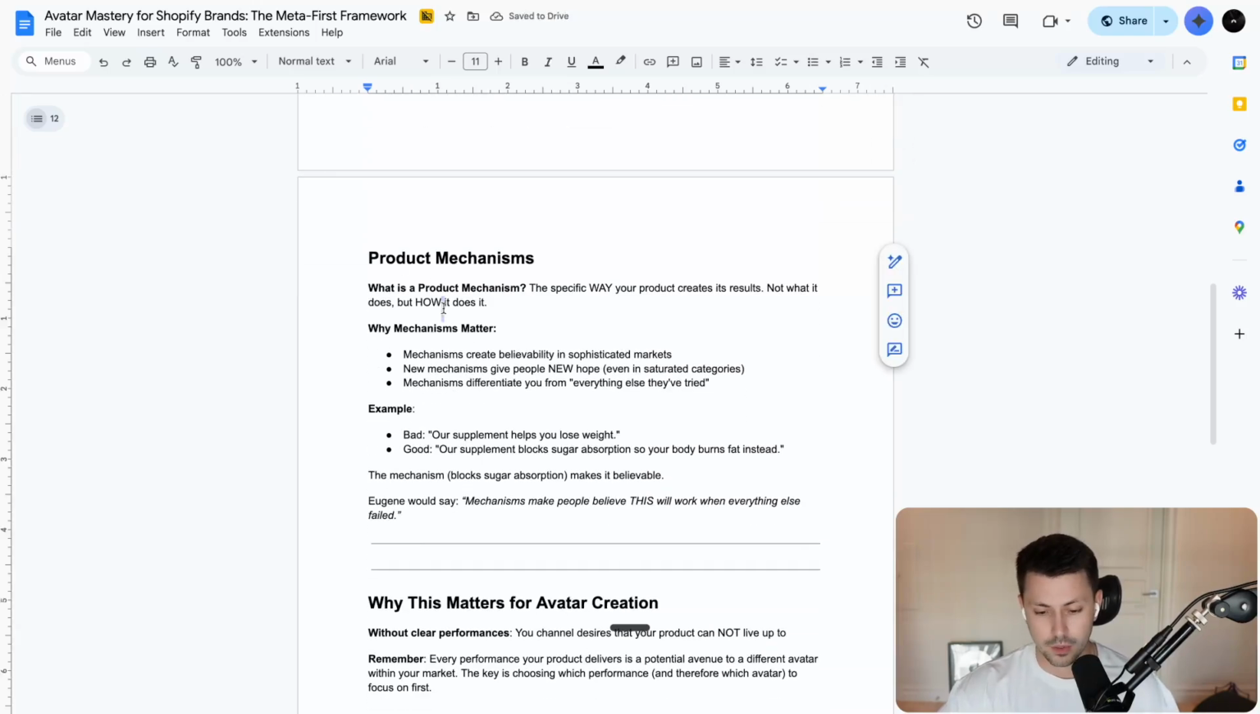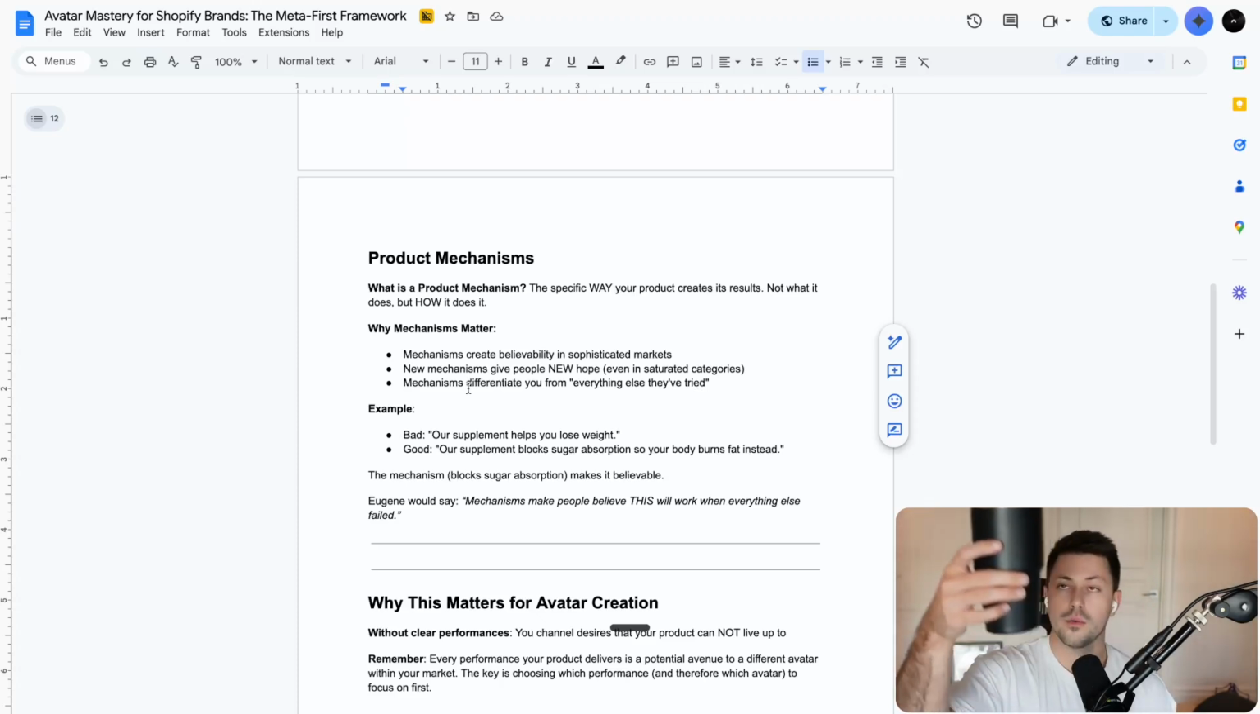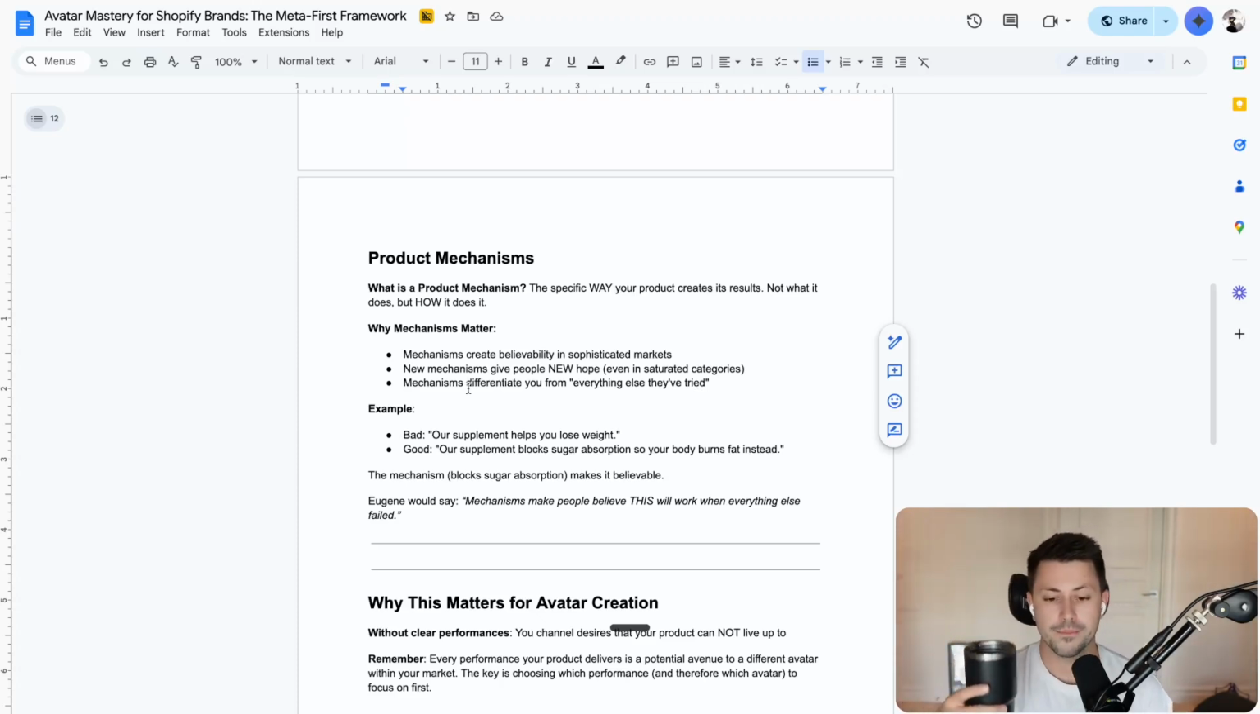I talked about this briefly, but put short, a product mechanism is the specific way that your product creates the results, okay? It's not what it does, it's how it does it. So for example, here with this cup specifically, how does it keep my water cold? Well, it uses stainless steel to keep the water cold. That is essentially the mechanism, okay? How does it do it? Well, I don't know, stainless steel just does it.